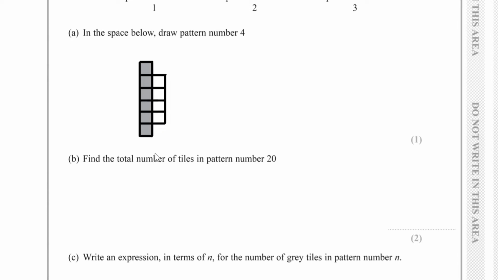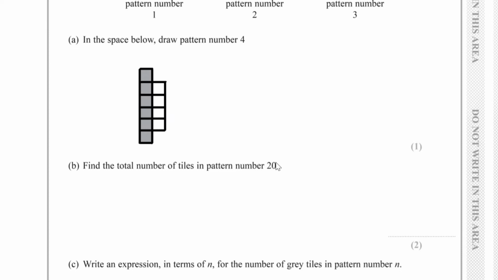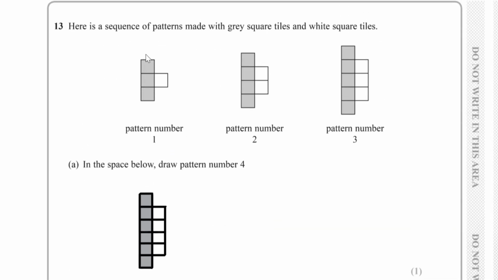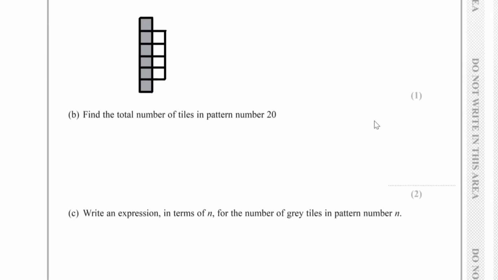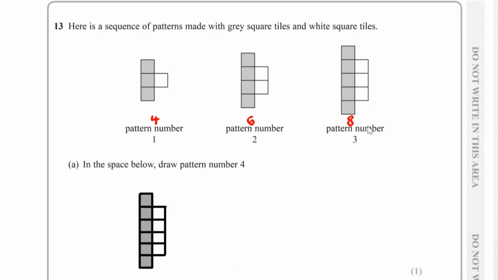And then for the next part we have to find the total number of tiles in pattern number 20. Well, how many tiles do I have for pattern number 1? Well, I've got 4 of them. For pattern number 2, I've got 1, 2, 3, 4, 5, 6 of them. For pattern 3, I've got 1, 2, 3, 4, 5, 6, 7, 8 of them. So what we need to do is find the nth term. So what you can see is we add 2 each time.